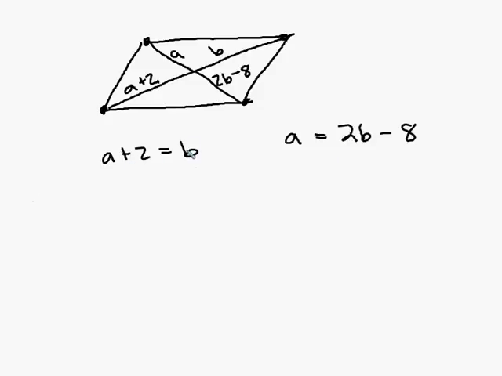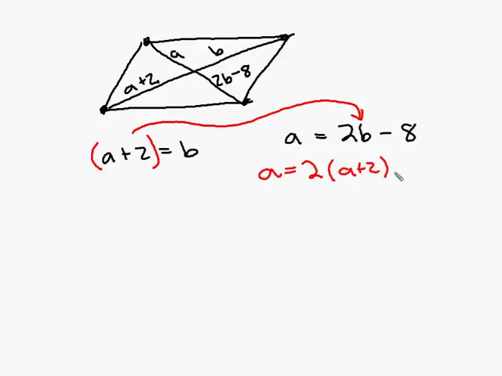Well, it looks like this one's already solved for B. I could take all of this A plus 2 and replace it for B over here. Notice when I replace it, I'm going to put it into parentheses. Now what do I do? Distribute. See, substitution method from last year from algebra class.